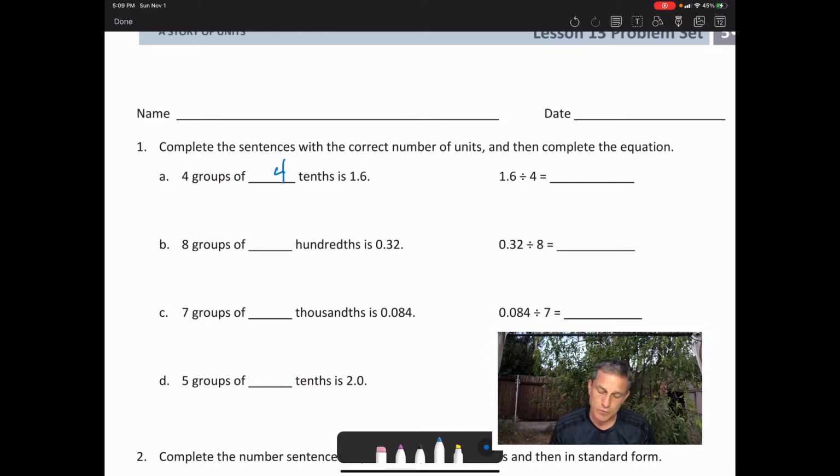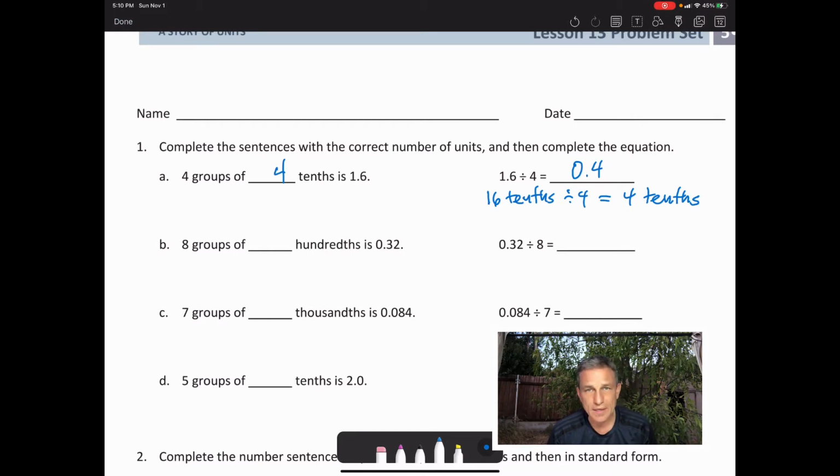Okay, and so if we wrote that as an equation, to the right, you can see it says 1 6/10 divided by 4 equals, and it would be 4 tenths. Taking that 1 6/10 and turning it into tenths, we could write it in unit form as 16 tenths divided by 4 equals 4 tenths. And in standard form, that's going to be 4 tenths.